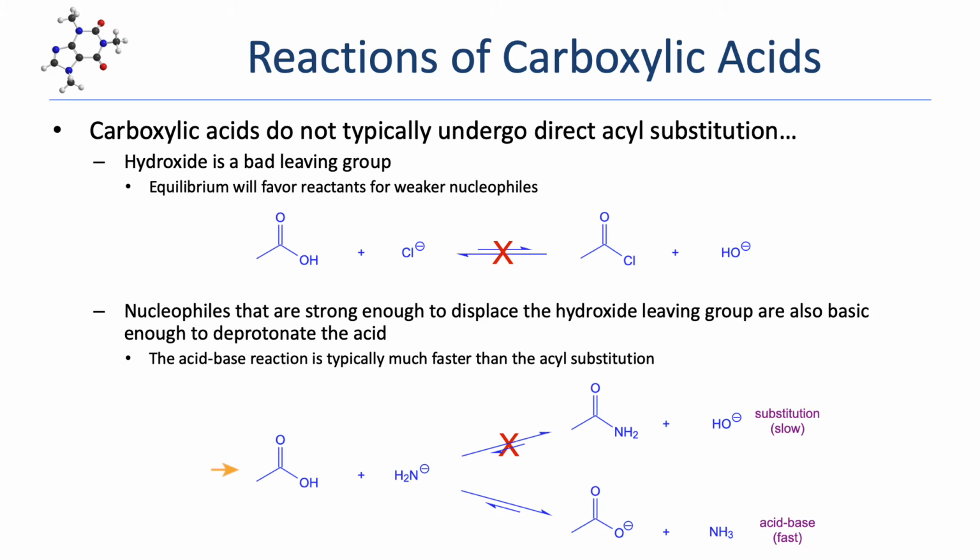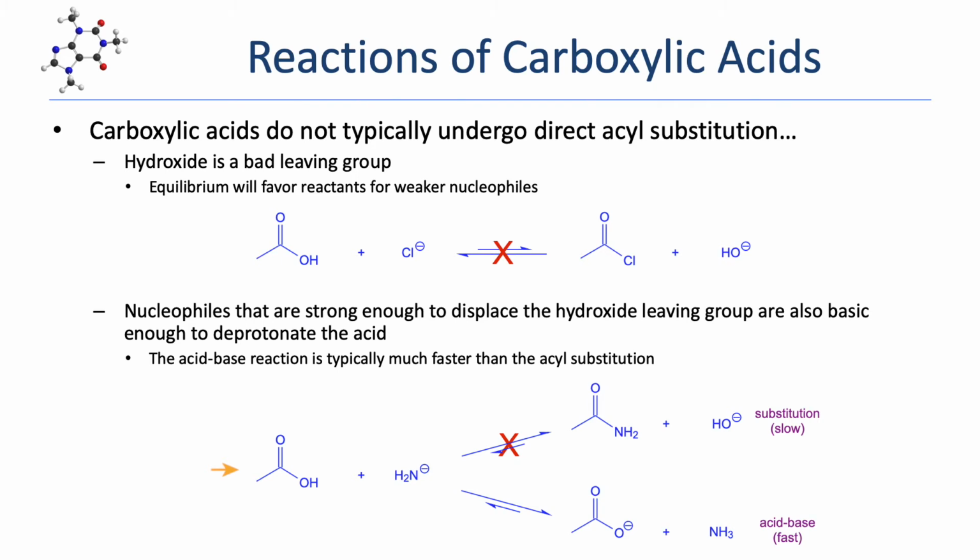When a carboxylic acid is treated with a strong nucleophile, there are actually two competing reactions possible: acyl substitution and an acid-base reaction. The acid-base reaction is considerably faster than the acyl substitution, making it kinetically favorable. But the acid-base reaction is also thermodynamically more favorable than the acyl substitution.